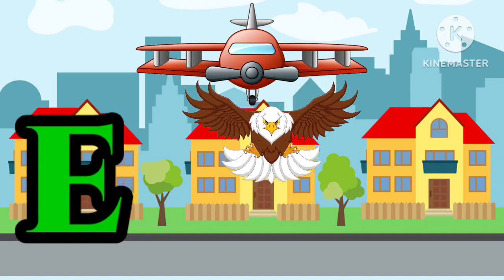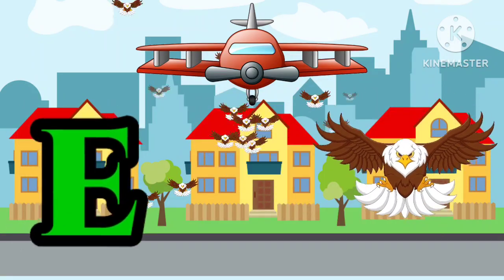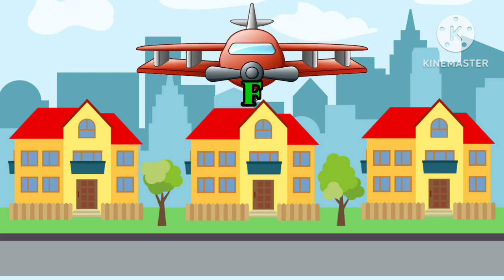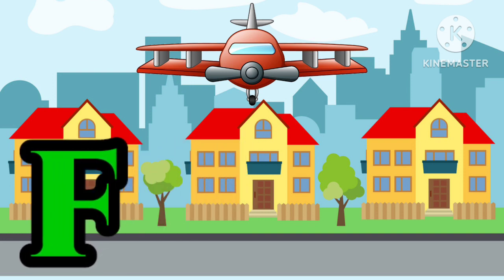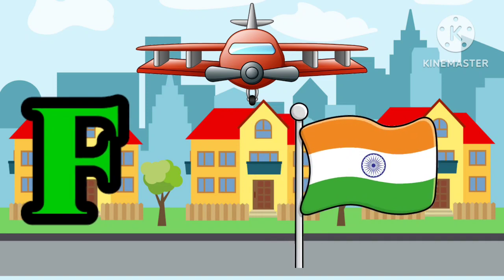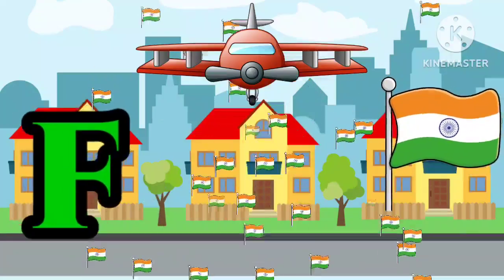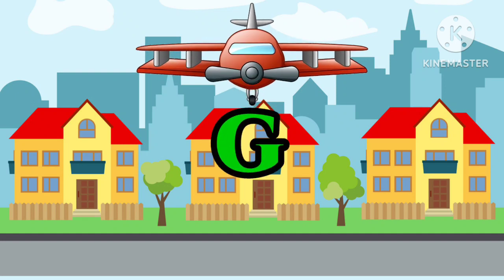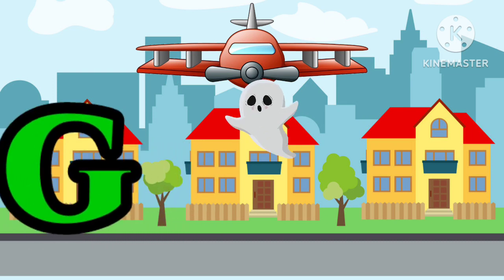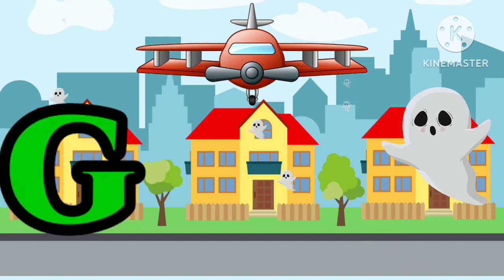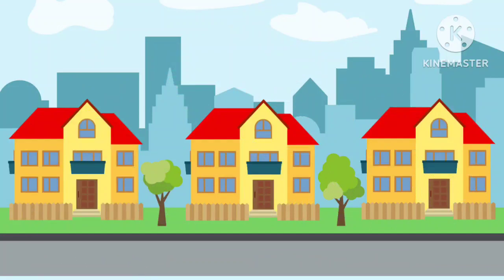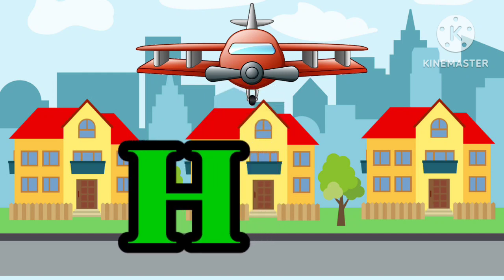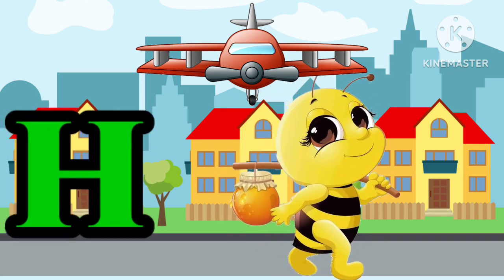E. E is for eagle. F. F is for flag. G. G is for ghost. H. H is for honeybee.